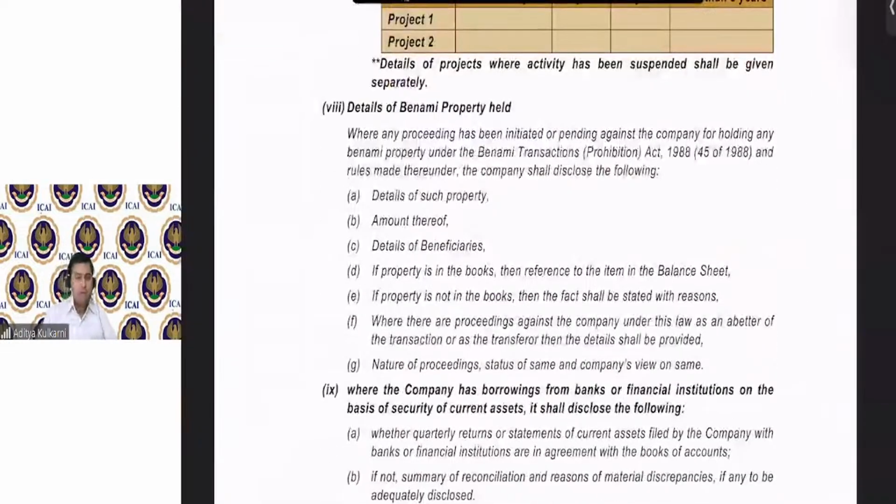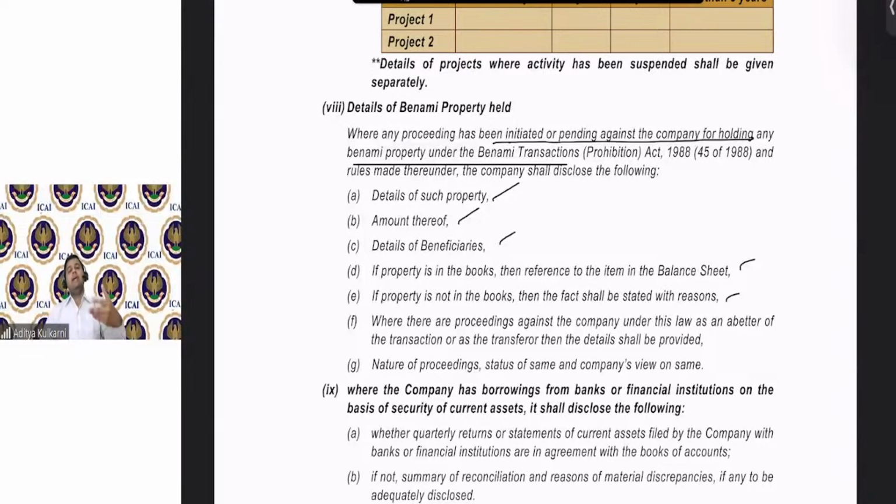Details of Benami property held. Again, we are having cases where you are having the property, but it is not in your name. So where there is any proceeding initiated or pending against the company for holding any Benami property under the Benami Transactions Prohibition Act 1988, you shall disclose details of the property, amount, beneficiaries. If it is in the books, then reference. If it is not in the books, then the fact to be stated.